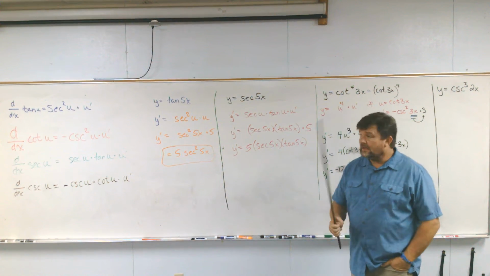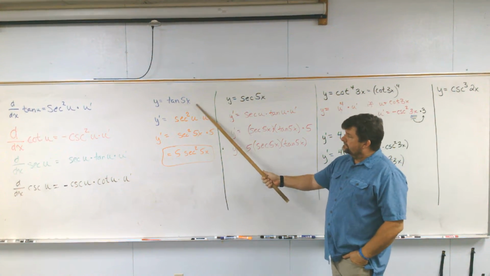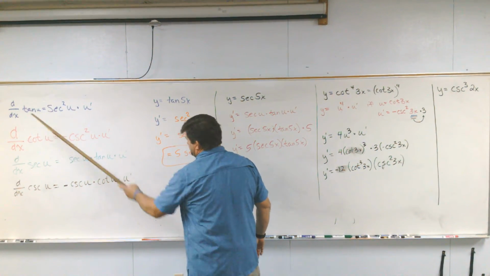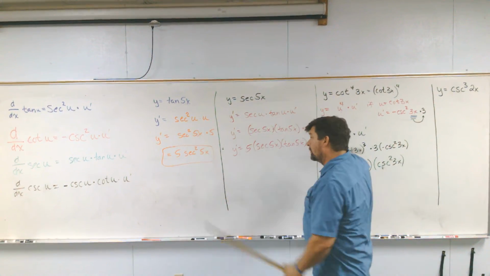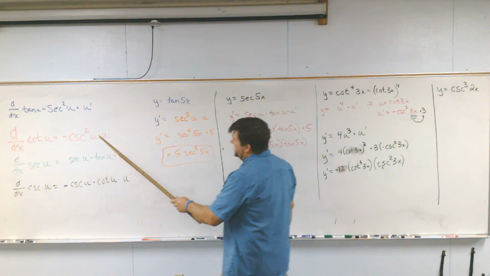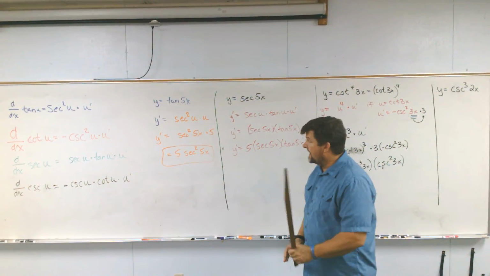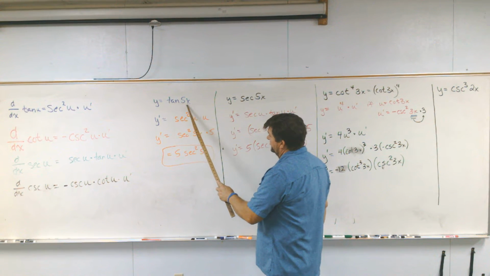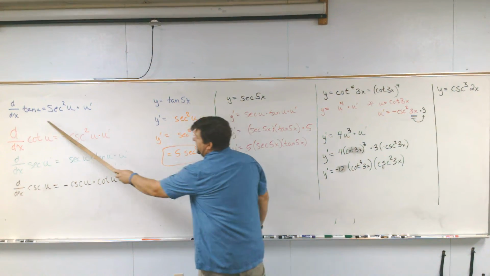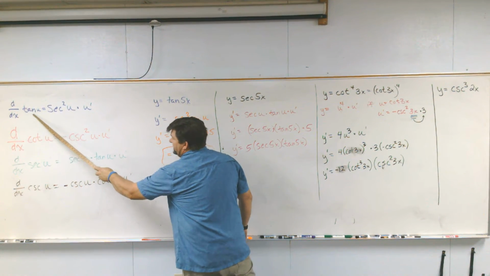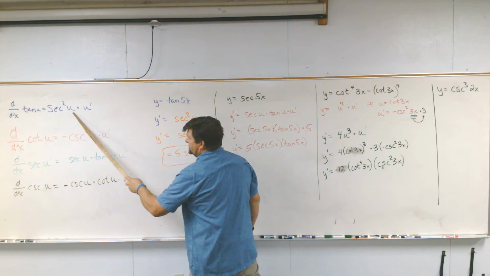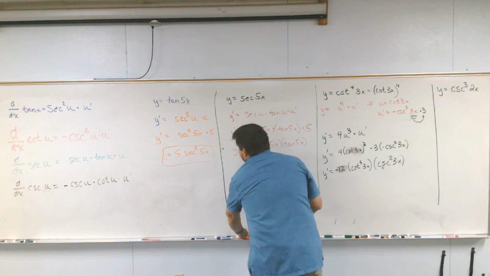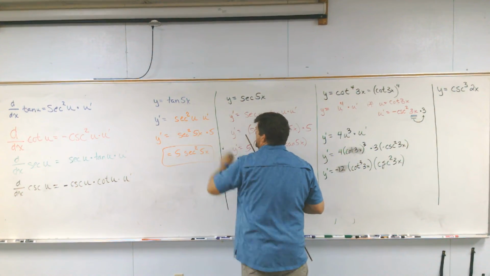So tangent goes with secant here. So tangent and secant, it's secant squared. So it's basically the same idea we were talking about on the last video. Take the derivative of the whole thing times the derivative of the middle. So the derivative of tangent is secant squared. So I put secant squared u right here. That should say u prime.